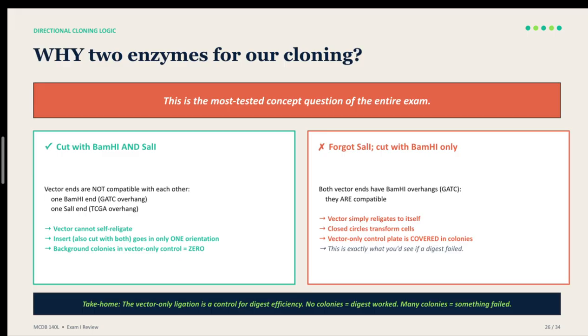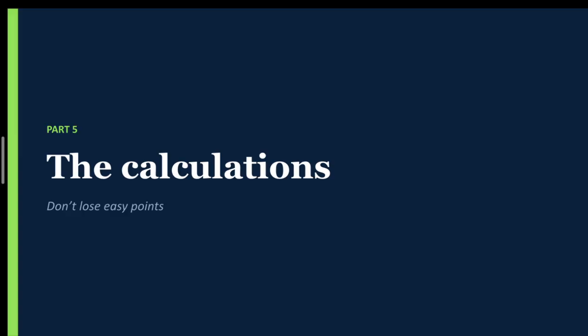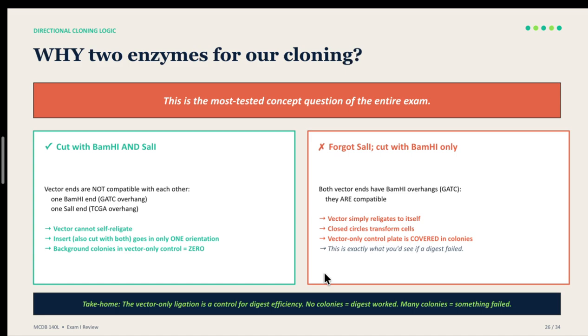Okay, so let's talk about the type of cloning that we do. So we talked a lot about blue and white screening, but we don't actually do that. We do something called directional cloning. So this is the most important concept, I think, in the context of BamHI and SalI. So let's look at this step by step, right?